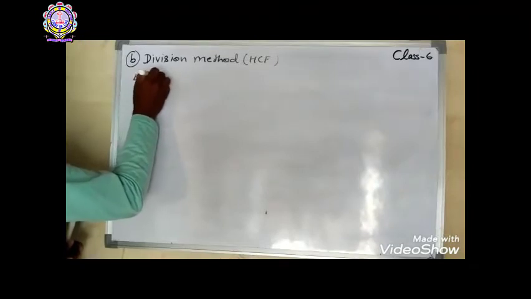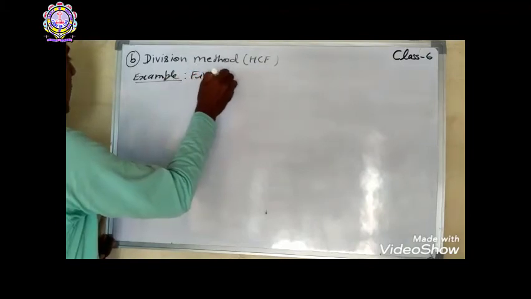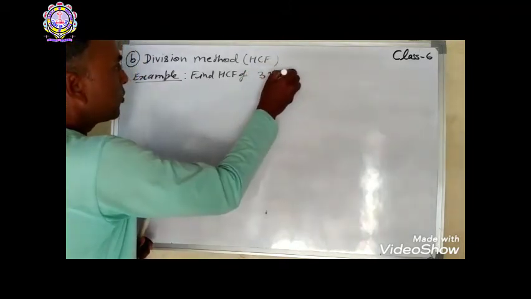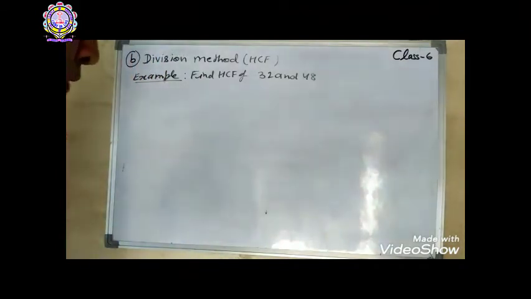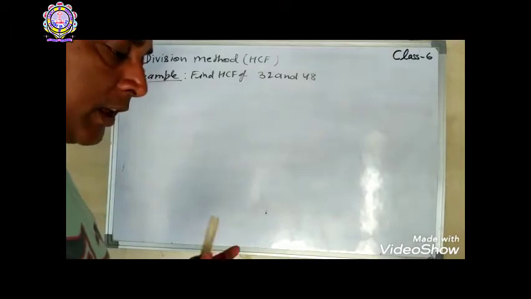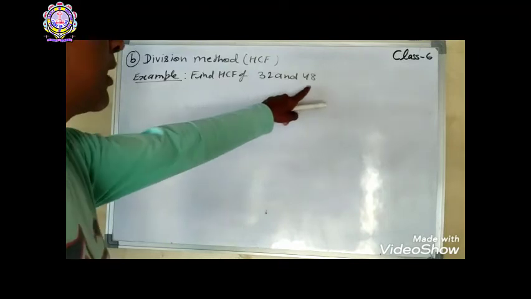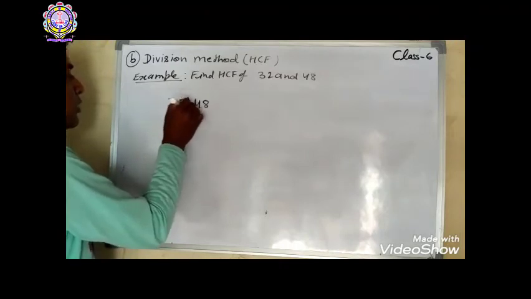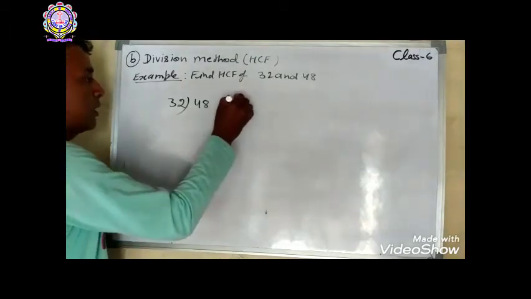First, consider the question. Example: find the HCF of 32 and 48. In this method, we start by dividing the greater number by the smaller number. So which is the greater number? 48. So 48 is divided by 32. You write once 32.